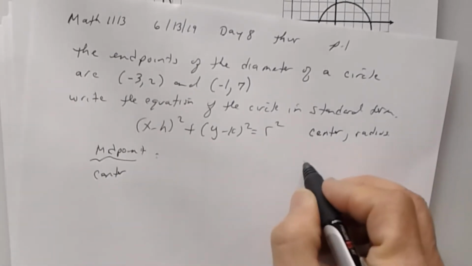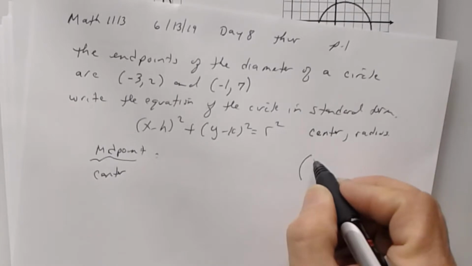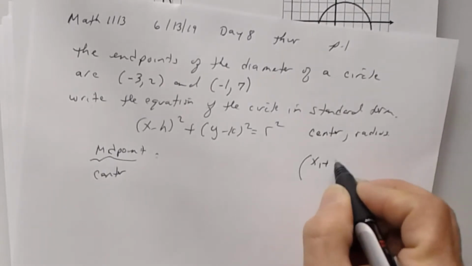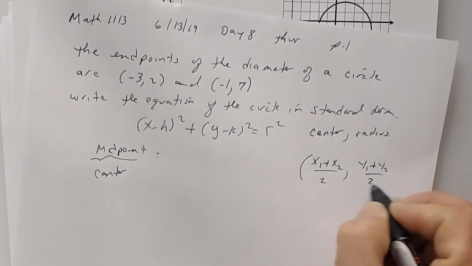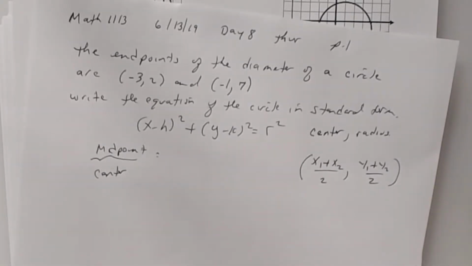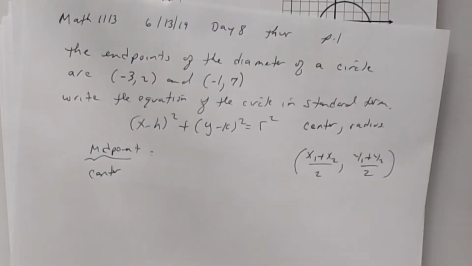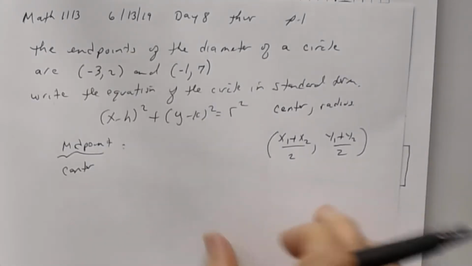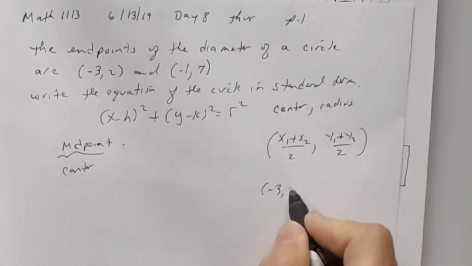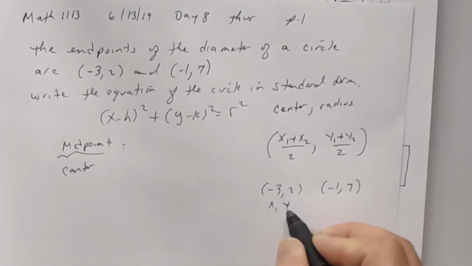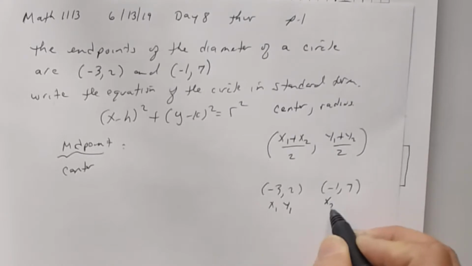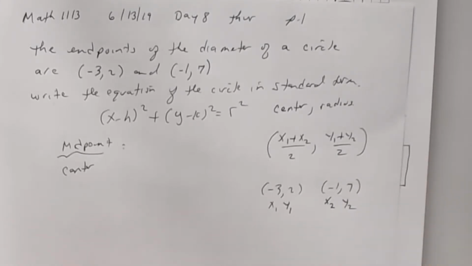All right, so remember, what's the formula for midpoint? You add your x's together and then do what? Divide by 2. Add your y's together and divide by 2. I'm going to go ahead and write those points over right here. This is (-3, 2), and this is (-1, 7). It's a good idea to label your points. So let's call this x1, y1, and this is x2, y2. The center is the midpoint of the diameter.